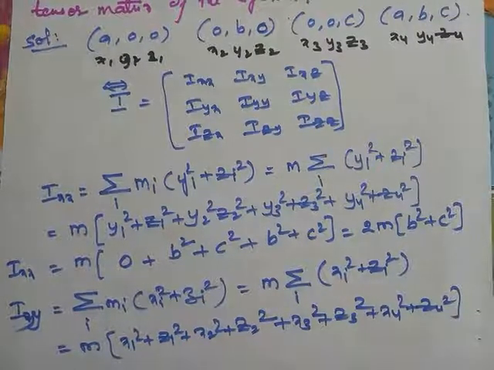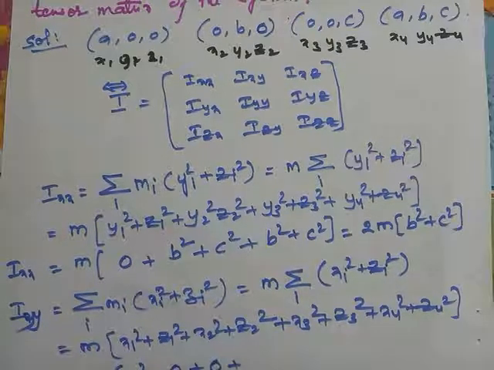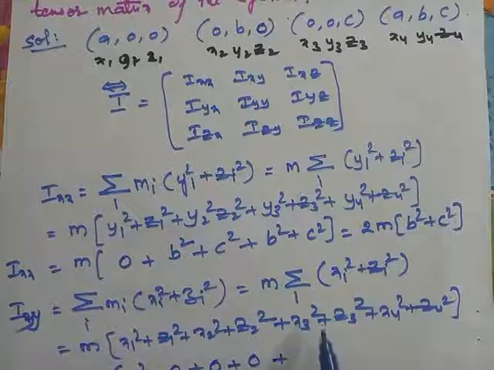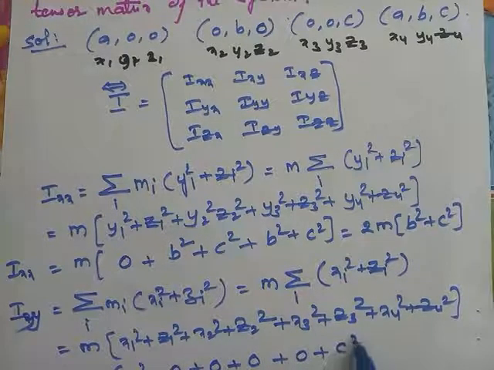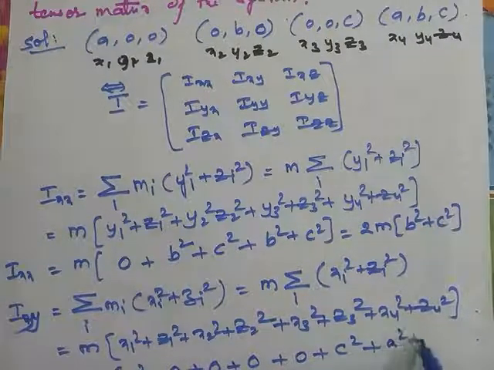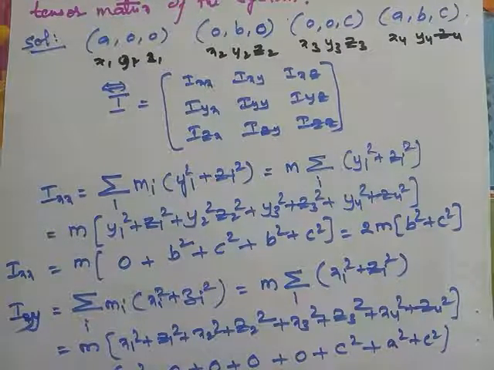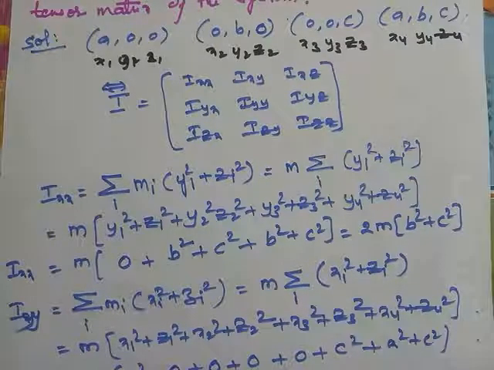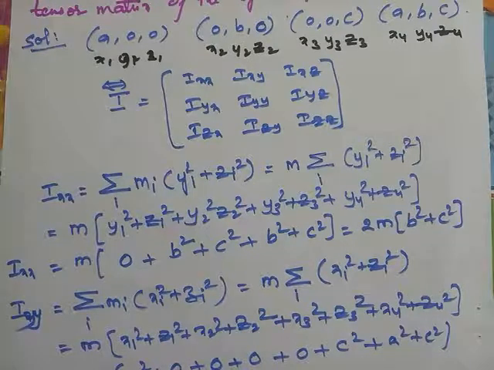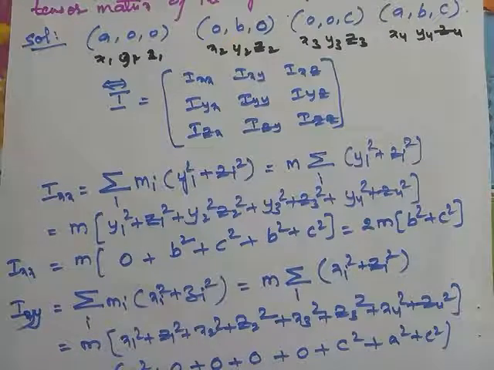Substitute all the given values. x1 square is what? a square. z1 square is 0, x2 square 0, z2 square 0, x3 square 0, z3 square c square, plus x4 square and z4 square, a square plus c square. Finally we'll get 2m into a square plus c square. Similarly we'll get Izz equal to 2m into a square plus b square.